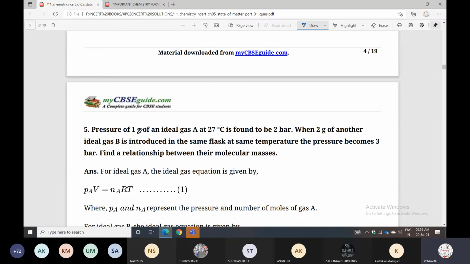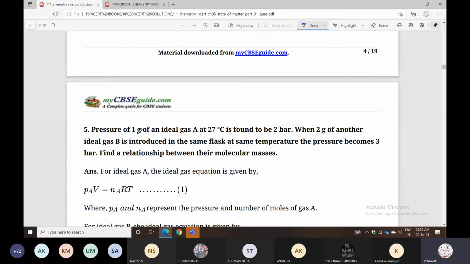Write the postulates of kinetic gas theory. Write the types of velocities: RMS velocity, most probable velocity, average velocity. Also the gas laws: Boyle's law, Charles's law, Avogadro's law, Gay-Lussac's law. Then the types of intermolecular forces: dipole-dipole, ion-dipole, and dipole-induced dipole interactions. You can practice those things too. These are theory questions. Along with them, we have problems and sums also.